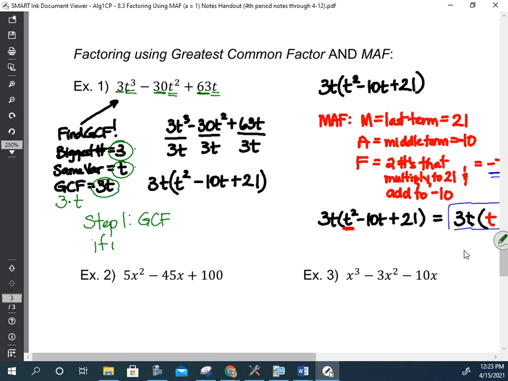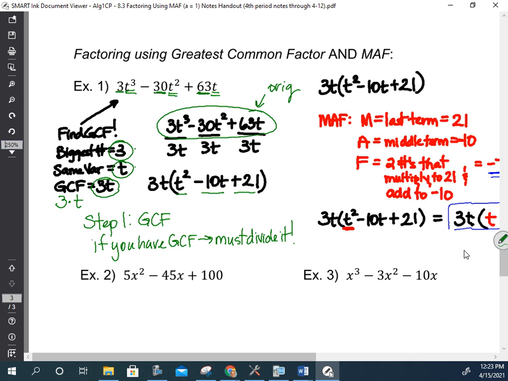If you have a GCF, you must divide it out. So there's your original problem, divided by 3T. That's how you get T squared minus 10T plus 21. That's your first step. Any questions? Step 1.